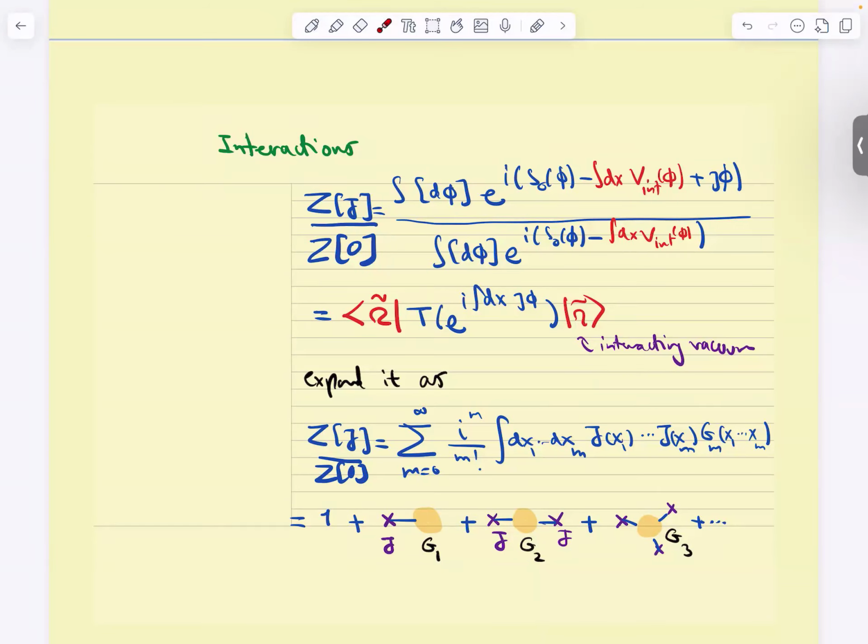But importantly, here you have connected things as well. Previously, Z of J was this thing, exponential of that. If you expanded that, you're going to have a line squared, which is 2 lines, line cubed, which is 3 lines, and so on and so forth. You're never going to get connected stuff, right? But here in the expansion, there will be connected stuff.